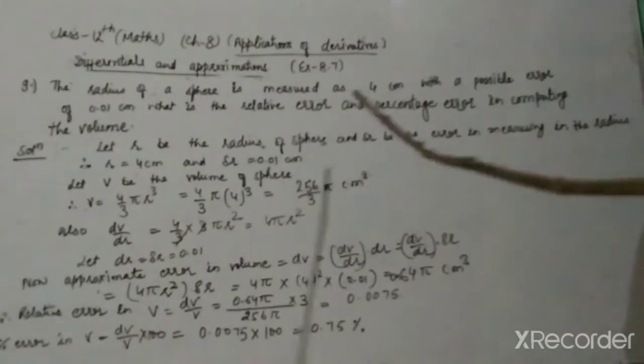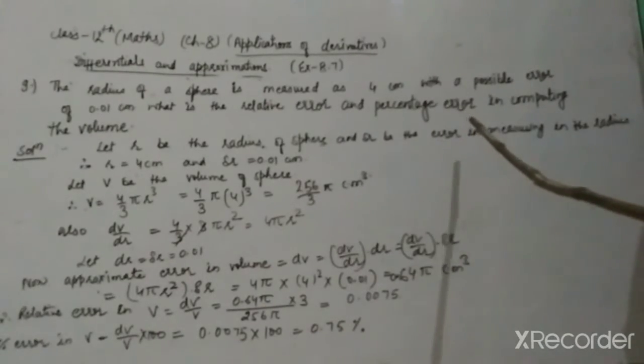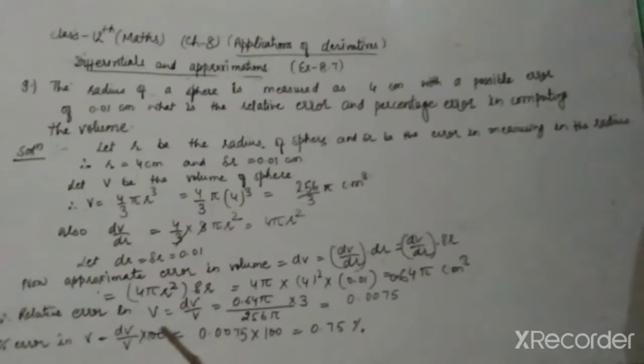Okay, now we are also to find the percentage error. Percentage error is dV by V into 100. dV by V is the relative error, and we have found it to be 0.0075. We'll put here the value of dV by V multiplied by 100. So our decimal will shift 2 places to the right. In this way we get 0.7%. This is the percentage error in the volume.